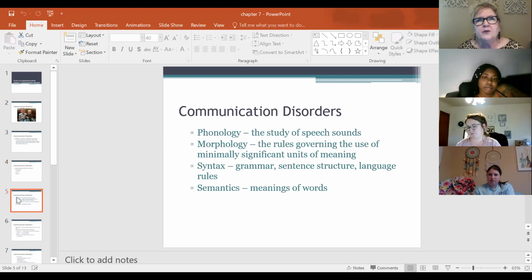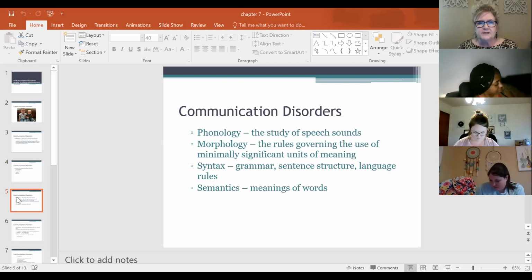Here are a few of the building blocks of communication disorders. And some of you may know some of these building blocks already. And if not, from maybe your past English classes, these are important things to know that work together both in oral language and in written language. So phonology is the study of speech sounds. When you break language down into the intricate pieces, the actual sounds that you use to make oral language. Morphology are the rules that govern the use of those minimally significant units of meaning.